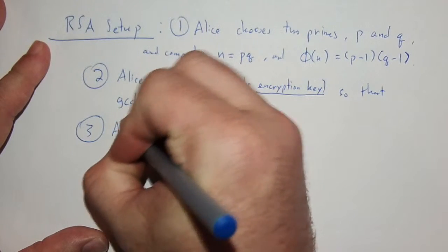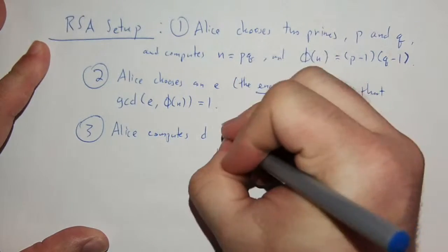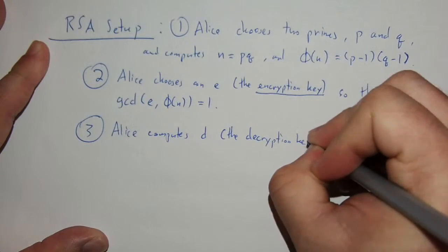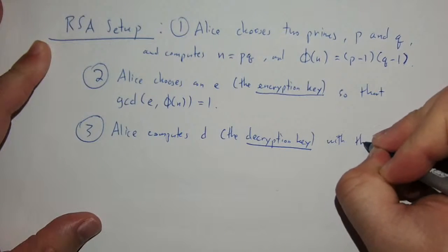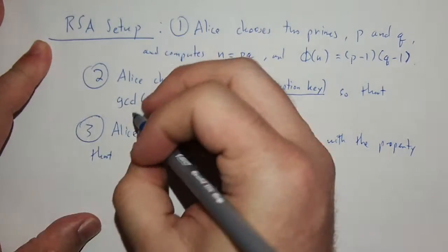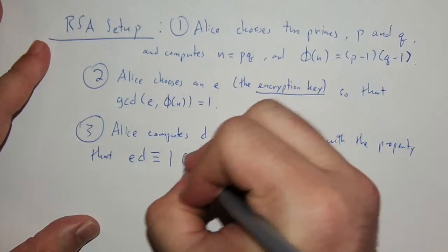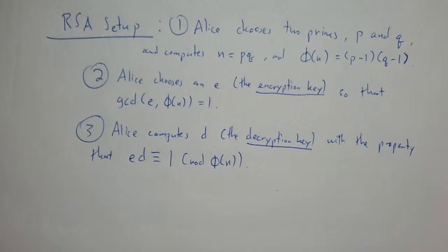Then Alice computes D, the decryption key, with the property that E times D is congruent to 1 mod phi of n. Now, if it's not quite clear to you what's going on here, don't worry. We'll go over in detail why this is going to work out the way that it does.